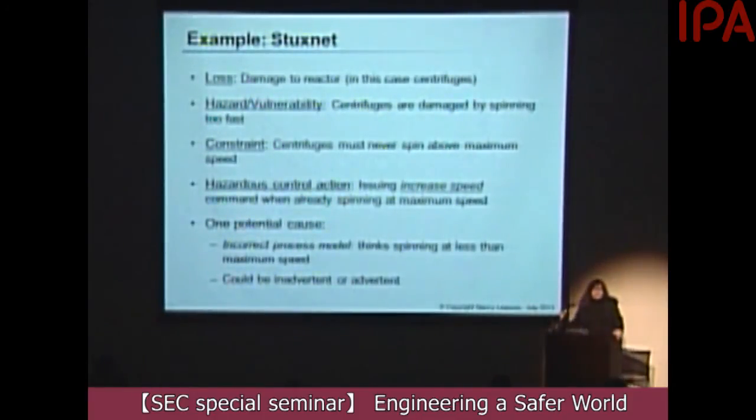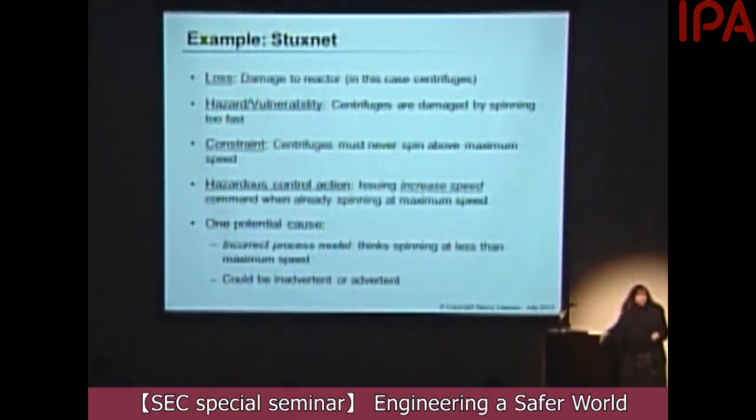And they didn't understand why. They just kept replacing things. So the loss here is damage to the reactor. In this case, they were damaging the centrifuges in the reactor. The security constraint is that the centrifuges must never spin above the maximum speed. What happened was the malware made the centrifuges spin too fast and wore them out. So they kept having to replace centrifuges. So we were slowing down their ability to process nuclear material, fissionable material, to make a nuclear weapon. So the constraint then is that it must never spin above the maximum speed.